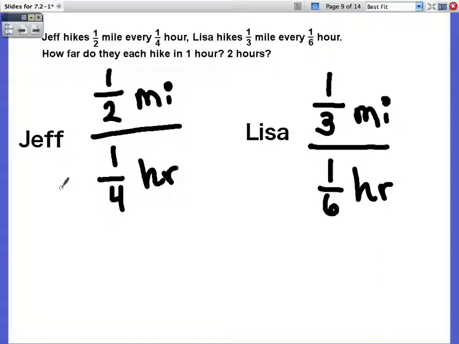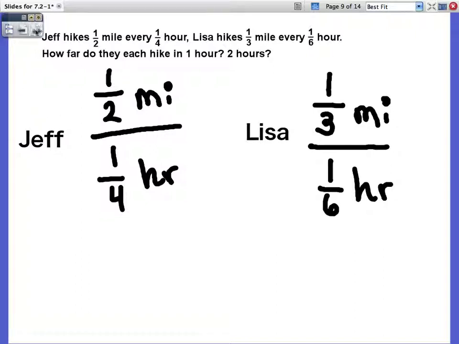How far do they each hike in 1 hour, 2 hours? So look at this. Jeff's rate is 1/2 mile every 1/4 hour. Lisa's rate is 1/3 mile every 1/6 hour. Again, these are kind of weird rates. Like it's not 1 mile per hour, it's not 5 miles per hour, it's 1/2 mile every 1/4 hour. That's kind of weird. So one way to figure this stuff out is to use a table.